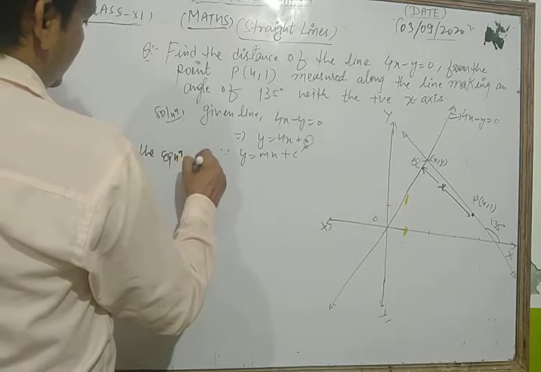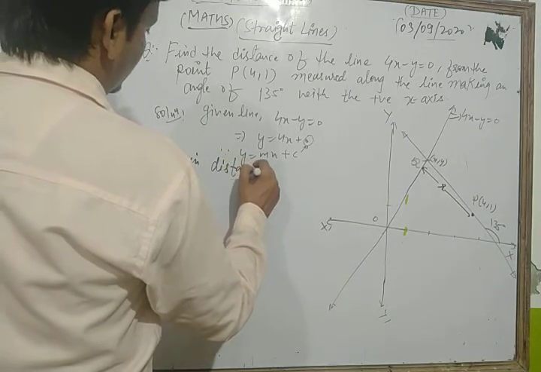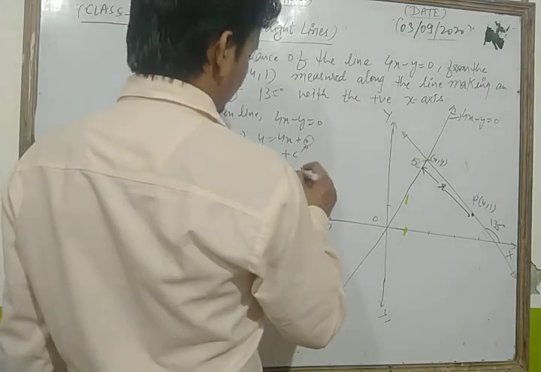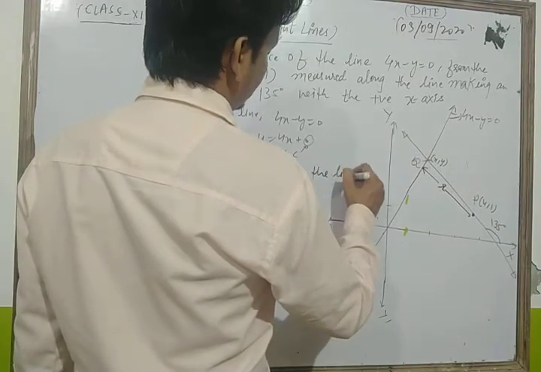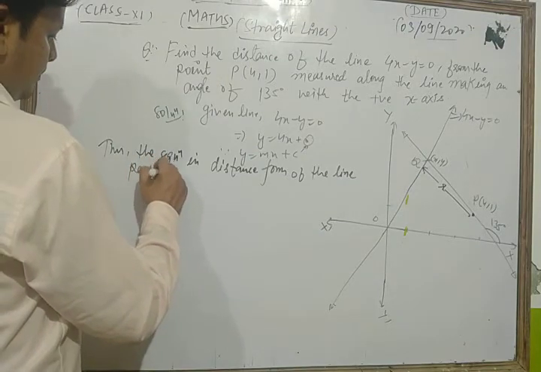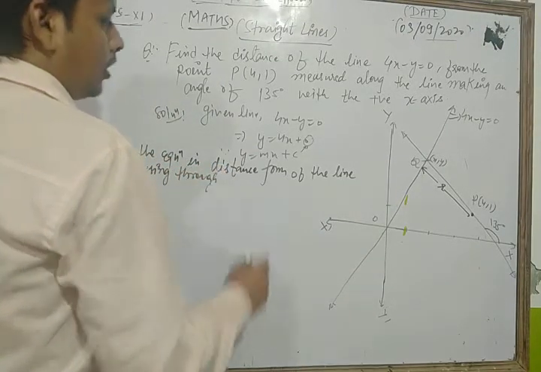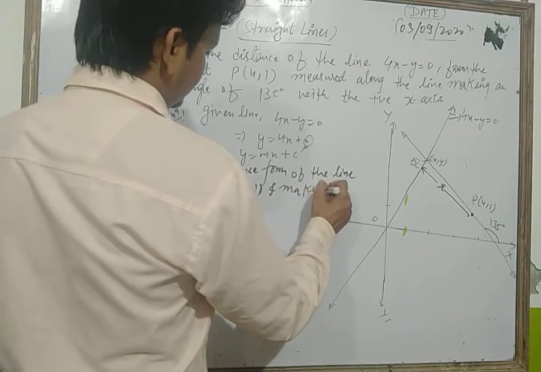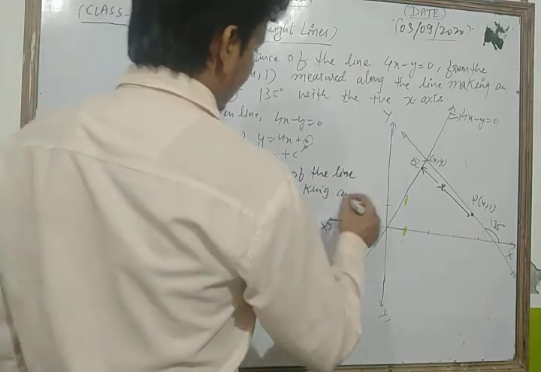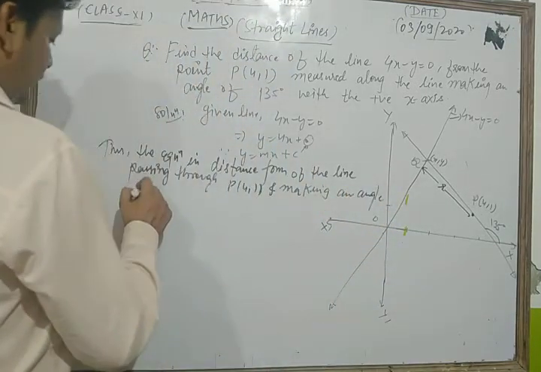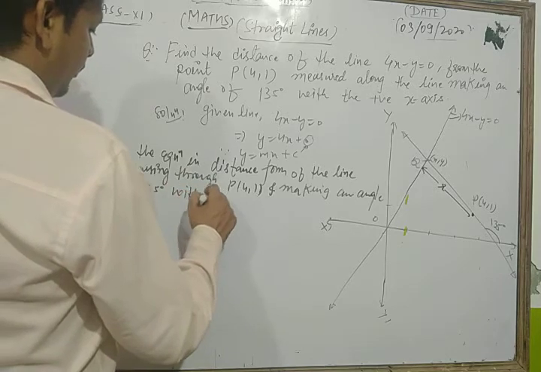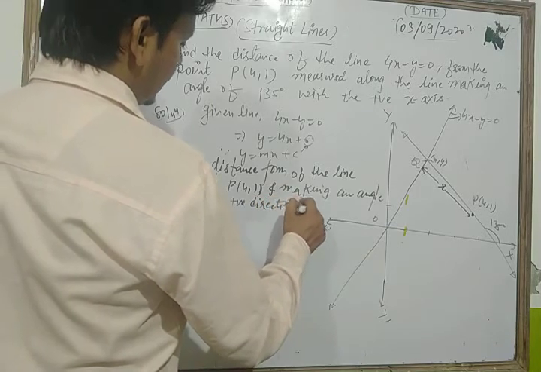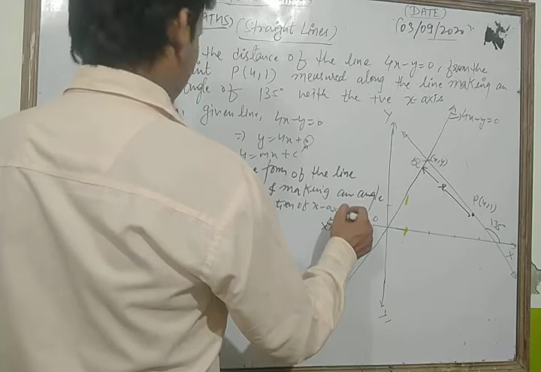Thus the equation in distance form of the line passing through P(4, 1) and making an angle 135 degrees with the positive direction of the x-axis will be what?